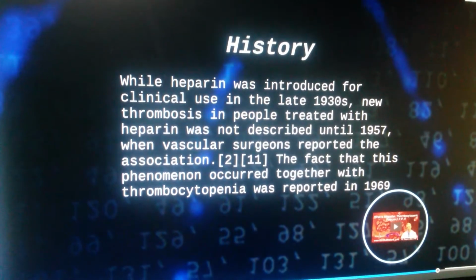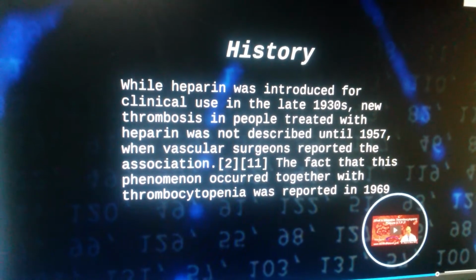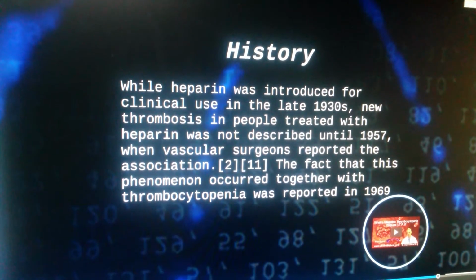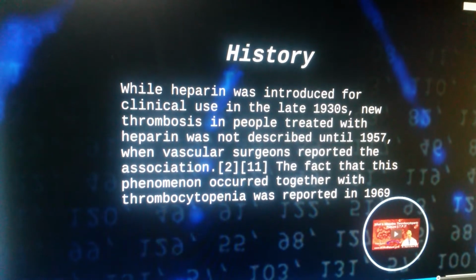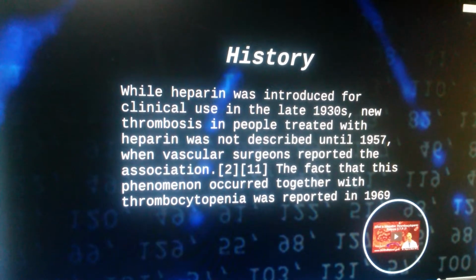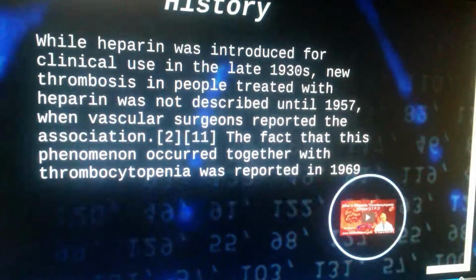History. While heparin was introduced for clinical use in the late 1930s, new thrombosis in people treated with heparin was not described until 1957, when vascular surgeons reported the association.